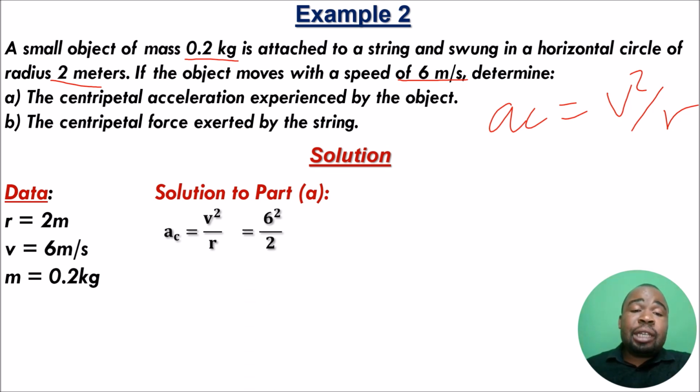Let's put numbers for letters. What is the v? 6. We square the velocity. What is the radius? 2 meters. What are we going to get? We're going to get 18 meters per square second.